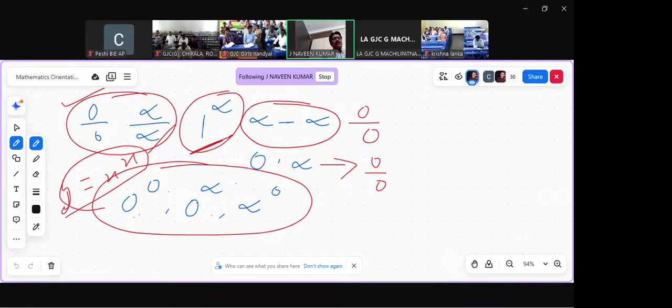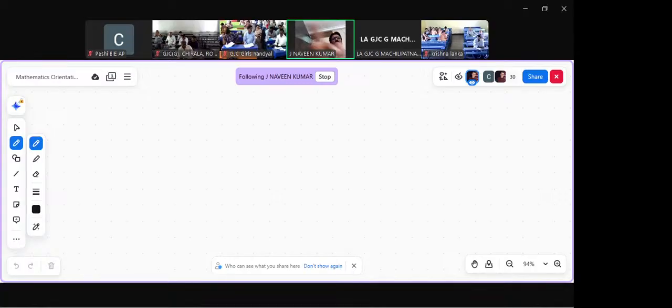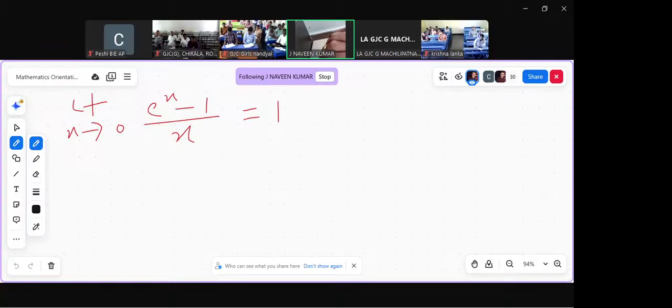Next one, a very important concept, limits by using some expansions. First, I will explain with a basic example. Generally, we can write limit x tends to 0, e power x minus 1 by x. Directly we can write the answer as 1 generally.